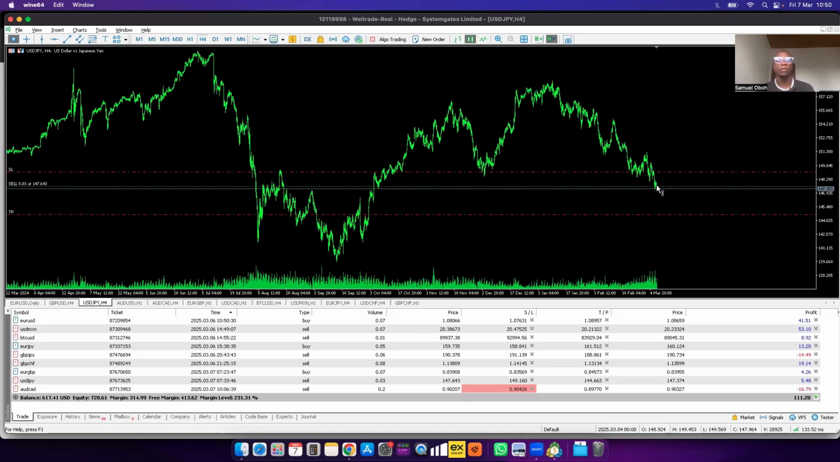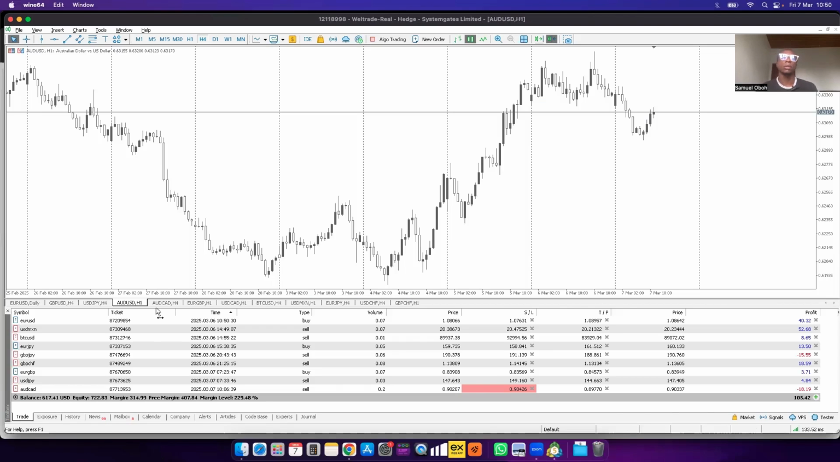So in this case, I opened this trade this morning. Was it this morning? I can't remember. But so far it's doing well. Let's see how far this goes. I think it's going to take some time, depending on how volatile the market is. So let's move to the next one.